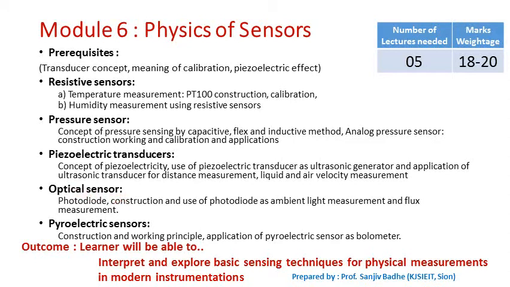Under optical sensor, we will discuss construction of photodiode and how photodiode can be used for the measurement of ambient light and flux. And at the end, we will be discussing pyroelectric sensors, their construction and their working principle, and how pyroelectric sensors can be used as a bolometer.